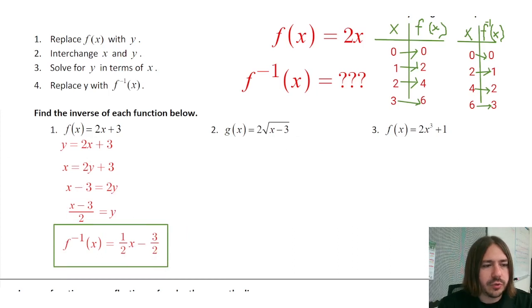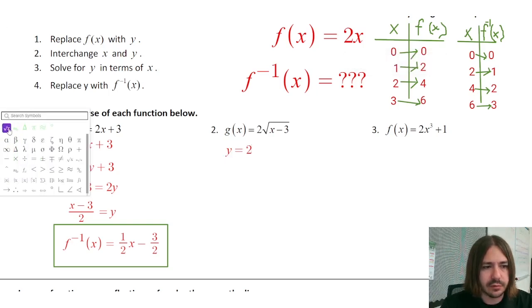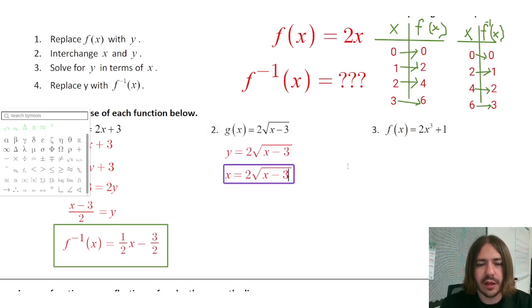For number 2, we'll do basically the same thing here in terms of the steps. So the first thing we're going to do is rewrite g of x as y. And then so we have 2 times the square root of x minus 3. Next, we want to swap x and y. We got x equals 2 times the square root of y minus 3. And now we have to go through the process of solving for y.